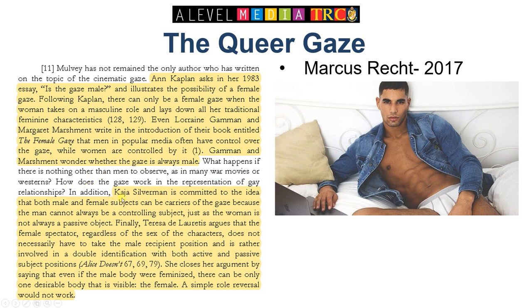But how does it work in gay relationships? Kaja Silverman is committed to the idea that both male and female subjects can be carriers of the gaze, because a man cannot always be a controlling subject, just as the woman is not always a passive object. Teresa de Lauretis argues that the female spectator, regardless of the sex of the characters, does not necessarily have to take a male recipient position, and is rather involved in double identification with both active and passive subject positions. She closes her argument by saying that even if the male body were feminized, there can only be one desired body that is visible, the female, and you can't have a simple role reversal because of those power structures, because women are subservient and objectified in a patriarchal society. So the argument is that women can't have enough power to have a gaze.